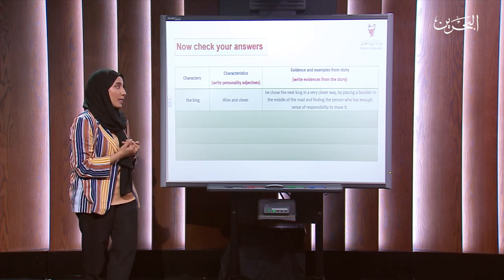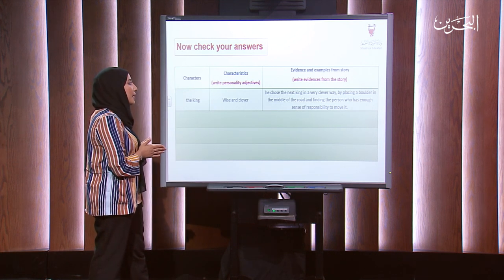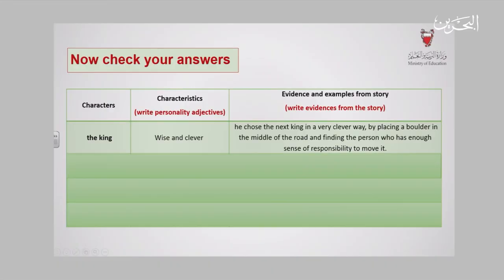Why did I say he is wise and clever? Because from the text, he chose the next king in a very clever way by placing a boulder in the middle of the road and finding the person who has enough sense of responsibility to move it. So again, the direct message describing the characteristics of the character was very clever, whereas the wise was embedded by telling you that he created a problem, and then whoever is going to provide a solution for that problem, he or she will be the king. Similarly, I want you to write about the other three characters, their characteristics, and the evidence. I'll give you 2 minutes to do that.